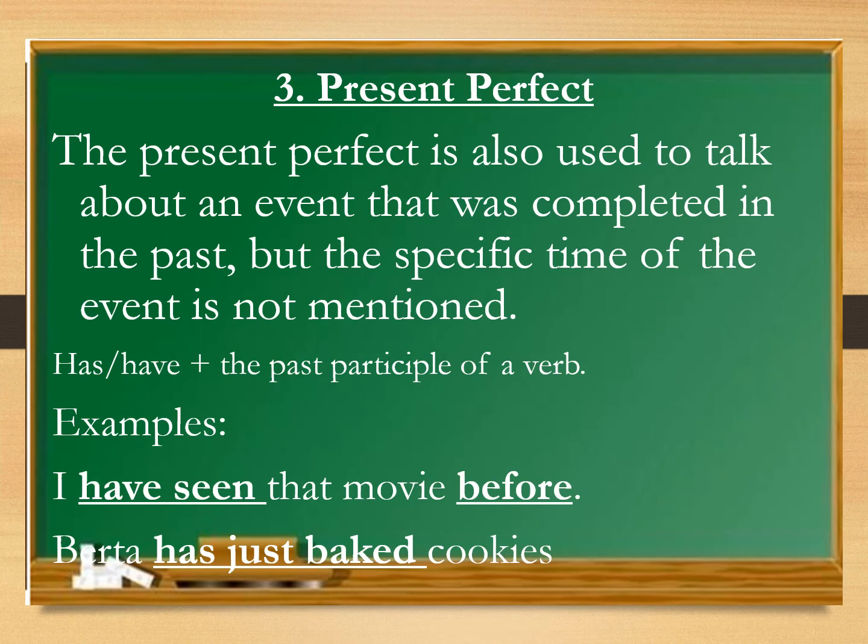The present perfect is also used to talk about an event that was completed in the past, but the specific time of the event is not mentioned. Examples: I have seen that movie before. Berta has just baked cookies.